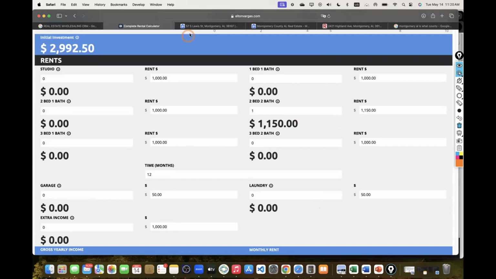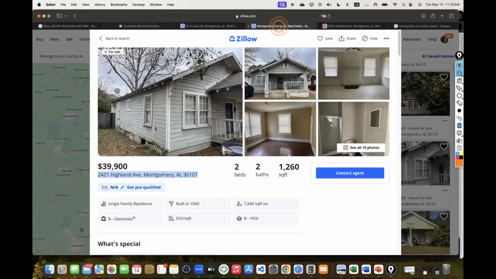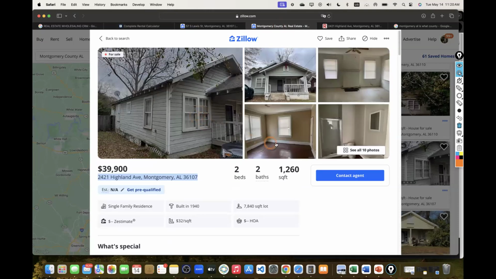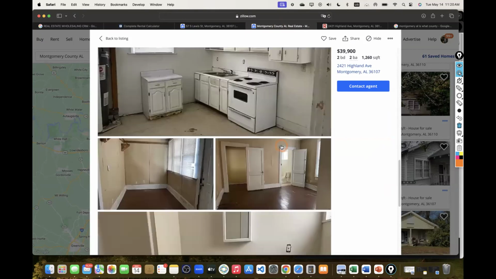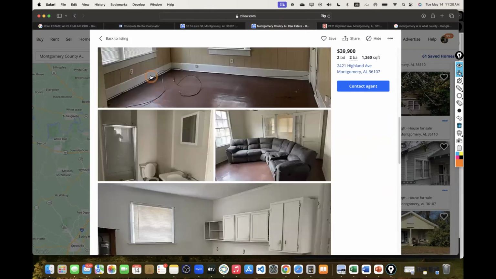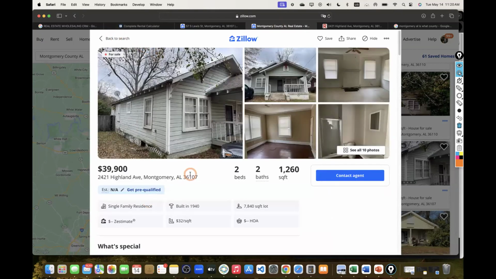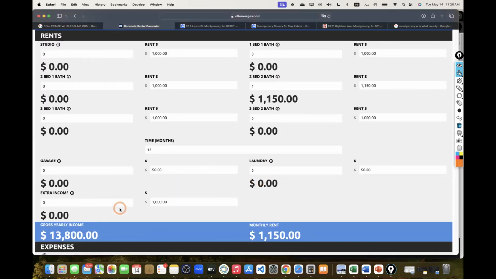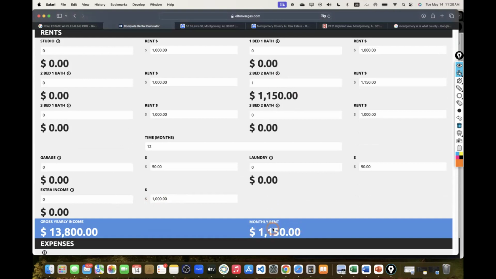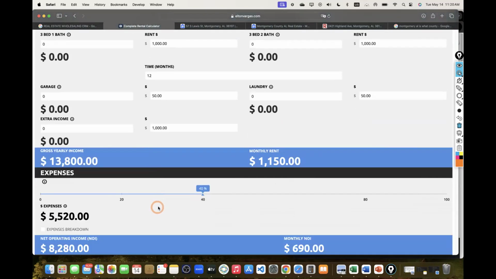I can try to see if I can get more out of it. Maybe a garage. Does it have a garage? I don't think it did. No, it doesn't have a garage at all. Did it have a back shed or anything like that? I don't even think they showed the backyard. Okay, so no extra income from a garage, laundry, or anything like that whatsoever. So my monthly rent is $1,150, or $13,800 for the entire year.